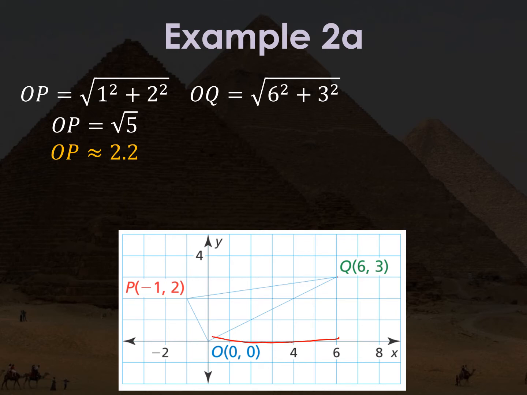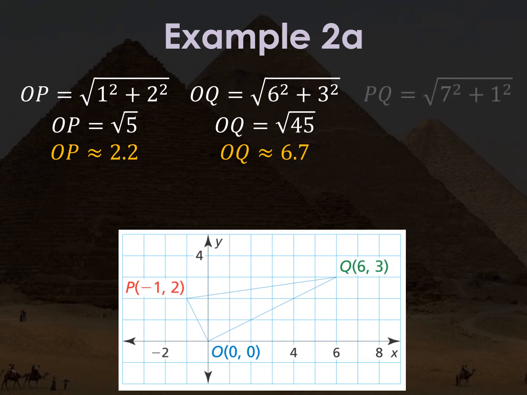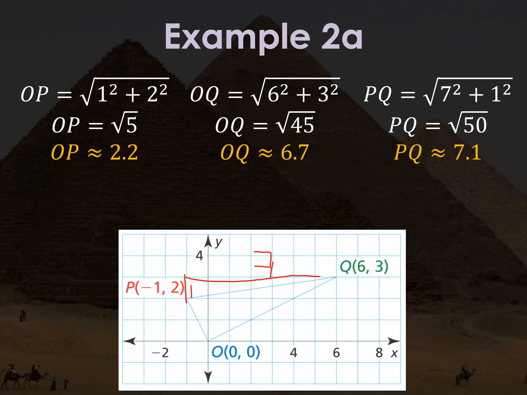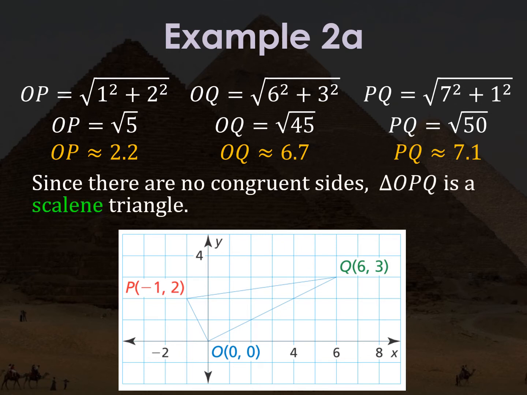OQ, so you have this side here and this side here. So this is 6. This is 3. So it's the square root of 6 squared plus 3 squared. That's the square root of 45, which is about 6.7. Finally, we have PQ. So we draw another right triangle. There's 1, there's 7. So you can see that's not going to be the same as OQ. This is the square root of 50, which is about 7.1, which tells you that, whoops, no congruent sides. So triangle OPQ is a scalene triangle. So now we've taken care of the sides.